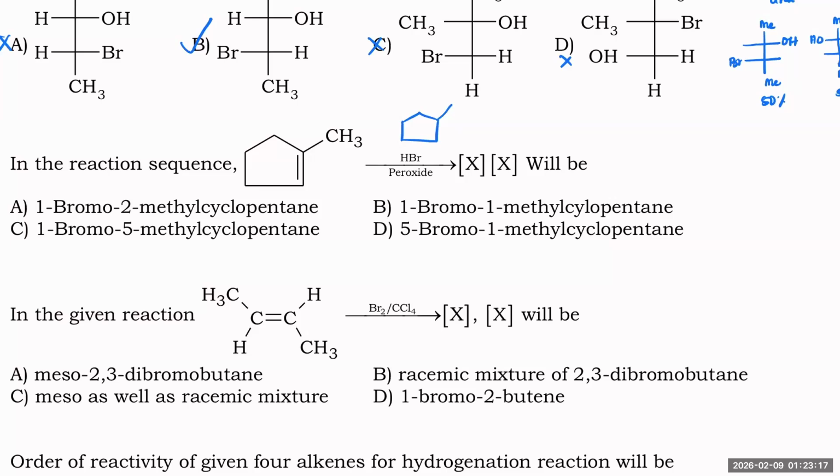Sorry, Br will get added here and radical will build up here only. And then it reacts with further HBr to make an addition this way where you have hydrogen and Br getting added. This is the anti-Markovnikov addition. Got it? This is anti-Markovnikov addition.